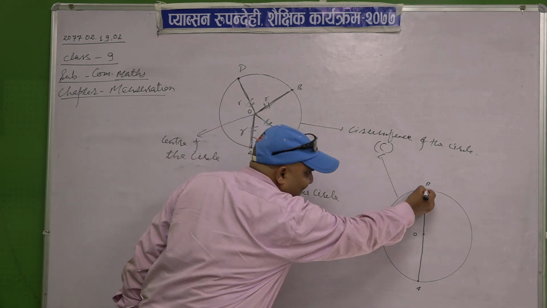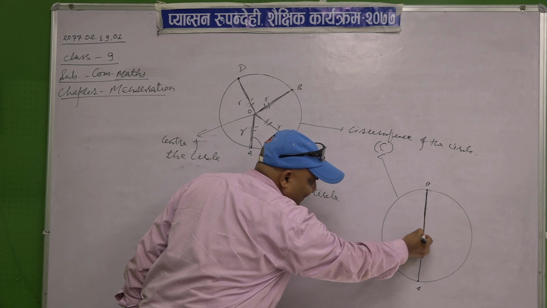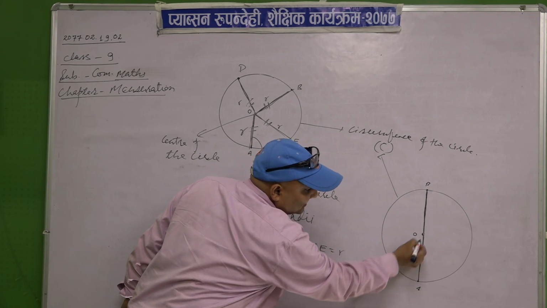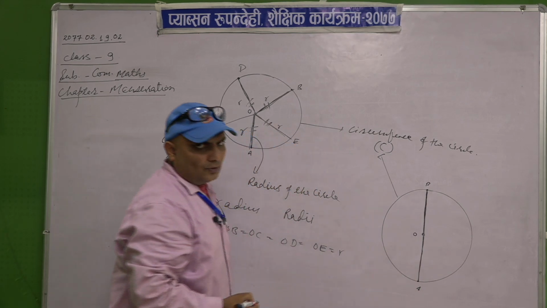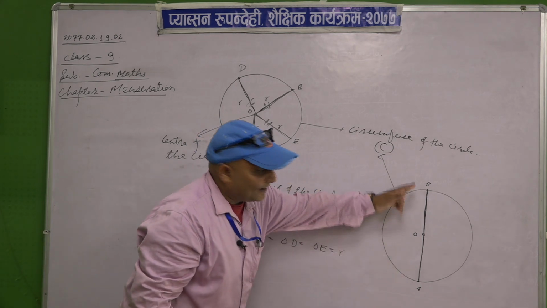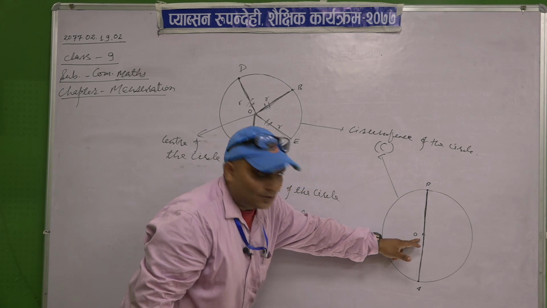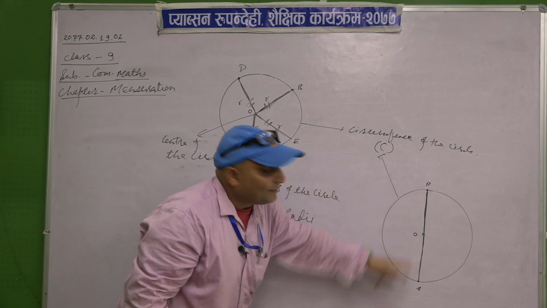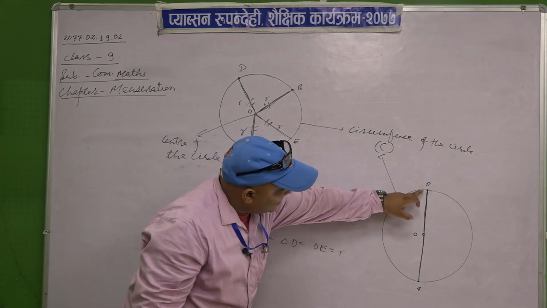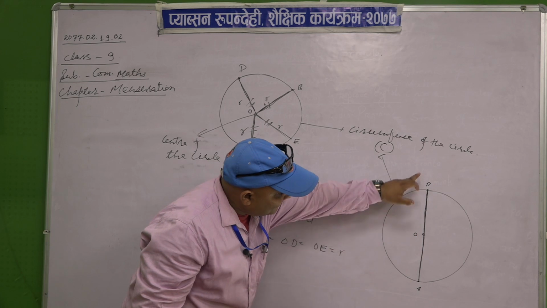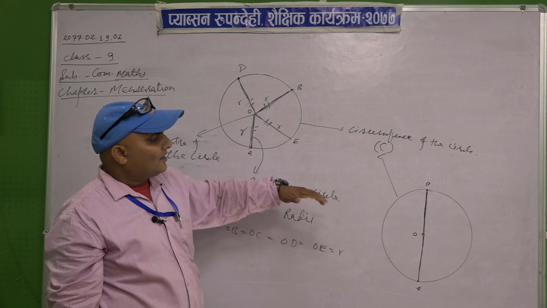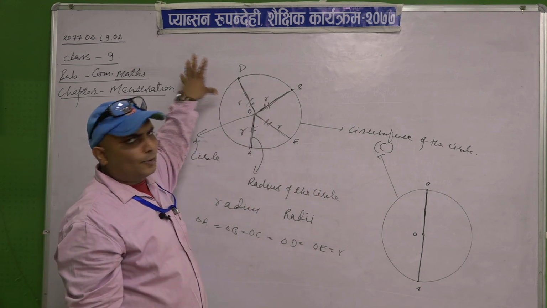Suppose this is a straight line, the line AB, which passes through the center O. If the line AB passes through the center O, then AB is called the diameter. In detail, you will study the circle in geometry.